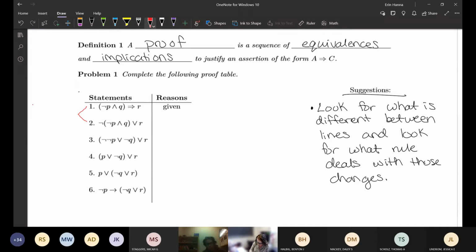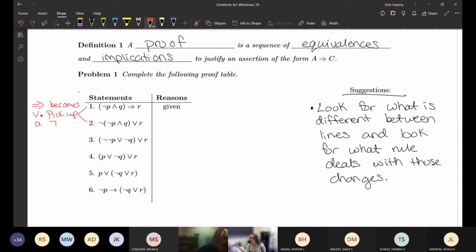I noticed that the implication symbol becomes an or, and we pick up an extra not. Those are the two things that I see that are different. Essentially everything else is the same. Not P and Q stays the same, that R stays the same. So those are really the only two differences.